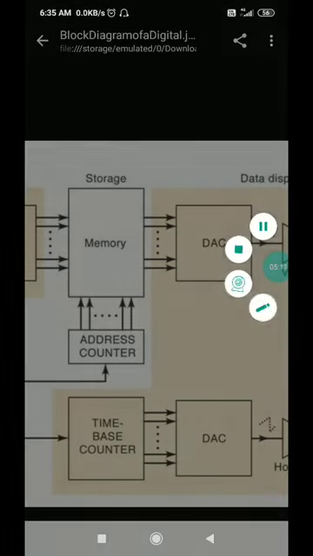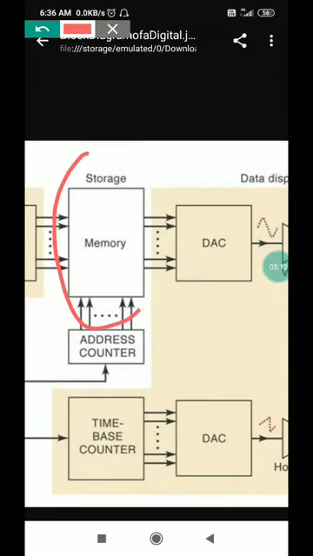The stored signal can be retrieved as you wish. It has a specific memory given in gigabytes. So if the memory is full, you have to remove some of the files from the memory, and only then will it accept further signals. The memory is then connected to the DAC.